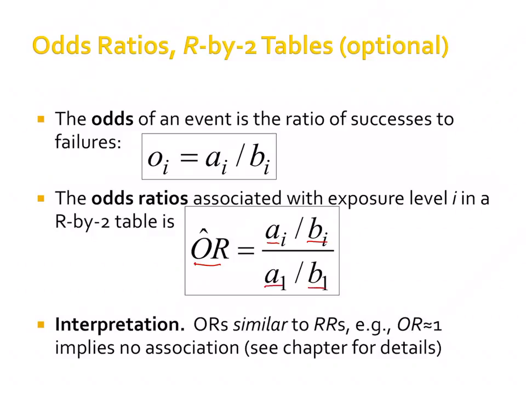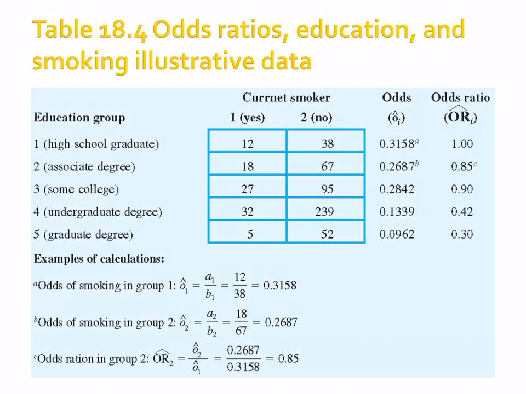And so here's your odds ratio: A of I over B of I over A1 over B1. So the interpretation of odds ratio is similar to relative risk. Example, the odds ratio is approximately equal to 1 implies no association. You can go into the chapter and see more details about that, but same kind of rules apply there.